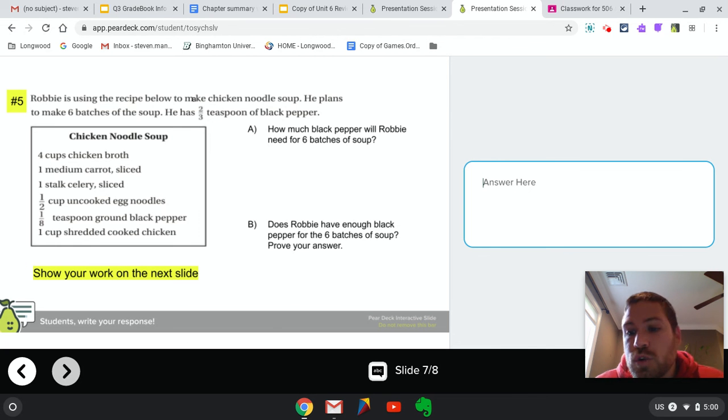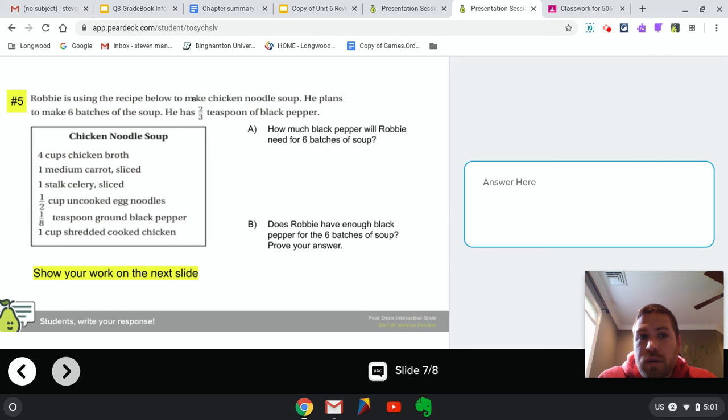So let's take a look at the 2 questions that go along with this. It says, how much black pepper will Robbie need for 6 batches of soup? Now, here's the confusing part with this. We're looking at black pepper, and there are 2 numbers that go along with it, right? One is 2/3, which is up at the top. It says he has 2/3 teaspoons of black pepper. The other one, if we look at the recipe, says 1/8 teaspoon ground black pepper. We have to figure out which one of these numbers we have to multiply by 6.